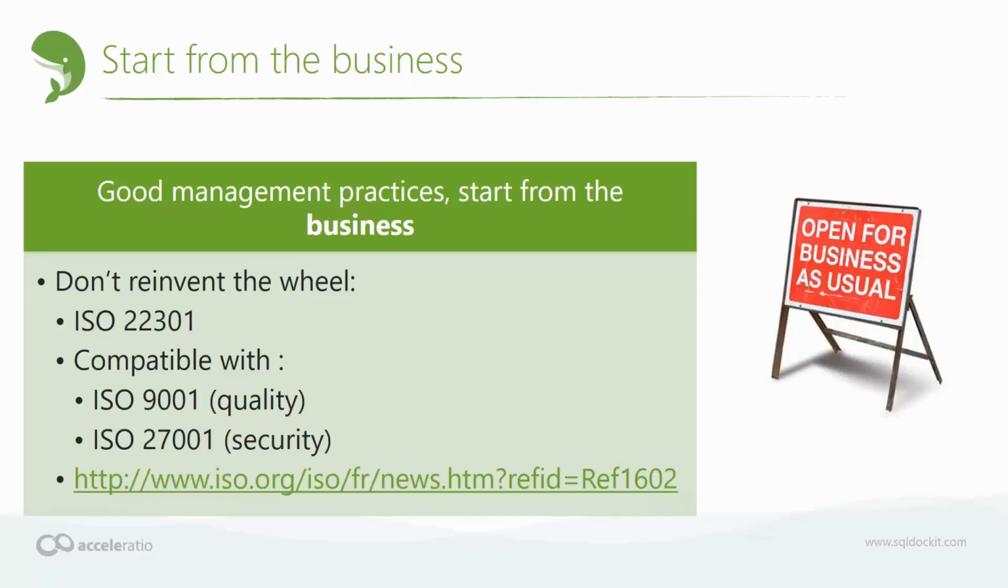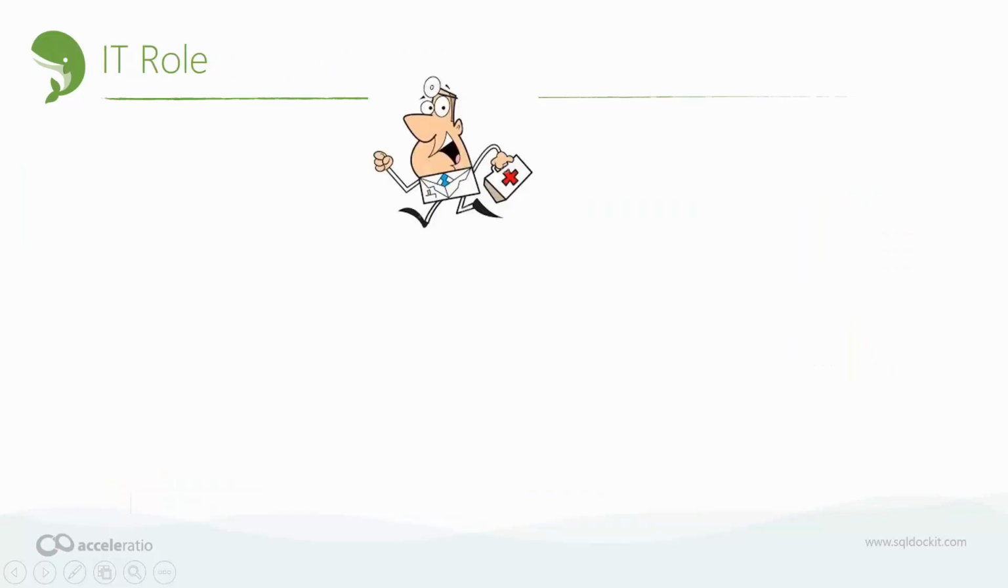Let's start from the beginning, with the big picture on business continuity. Business continuity is not just about technology, but also a set of management practices. The idea is, of course, to focus first on the business. Don't reinvent the wheel: you can download a very nice white paper on business continuity, like ISO 22301. You can download that from here. It's a very interesting document.